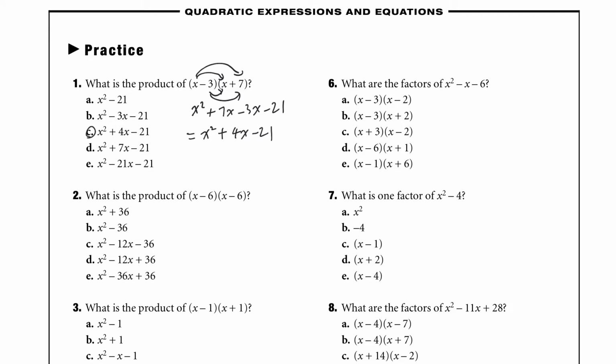What is the product? Again, same thing. I'm going to do this first, and then this, and then this, and then multiplying the two negative 6's together. So the answer is D.